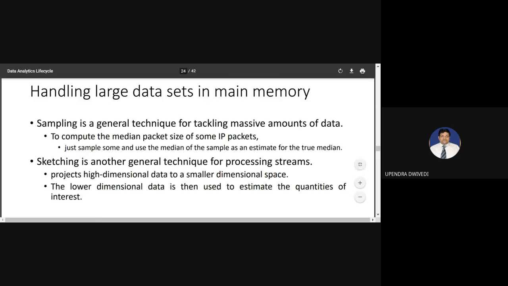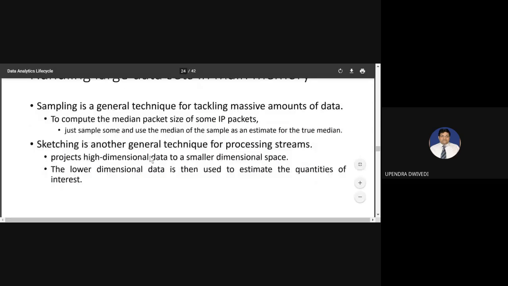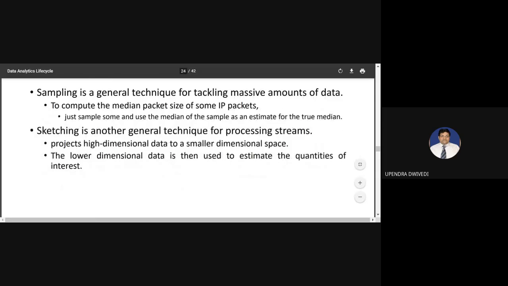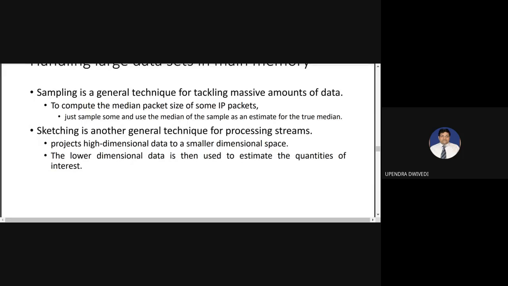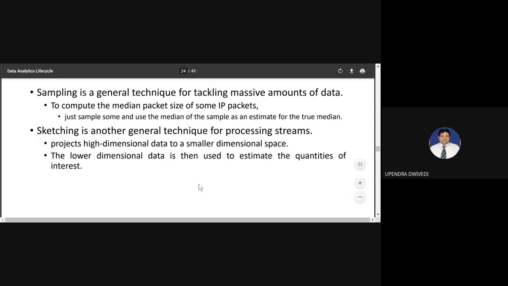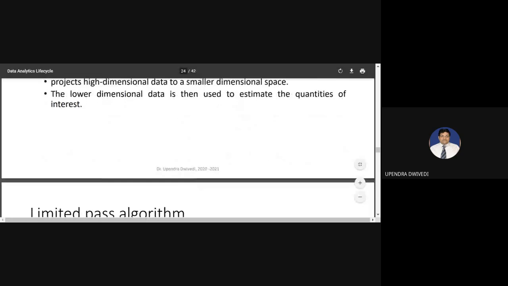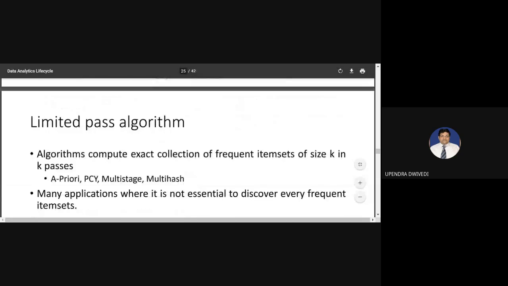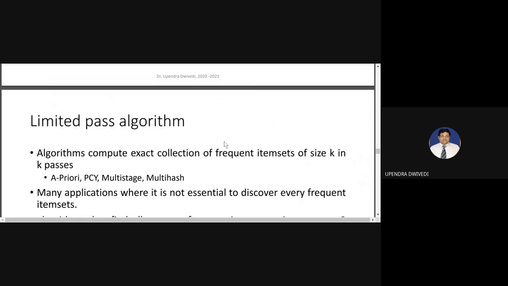Sketching is another technique for processing the stream. It projects high dimensional data to a smaller dimensional space. The lower dimensional data is then used to estimate the quantities of interest. If you have a data set with very high dimensionality, you can reduce the dimensionality using some dimensionality reduction approaches, and then apply sampling and other algorithms to process the information.